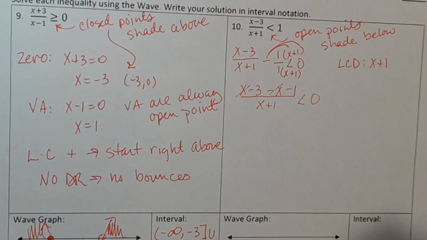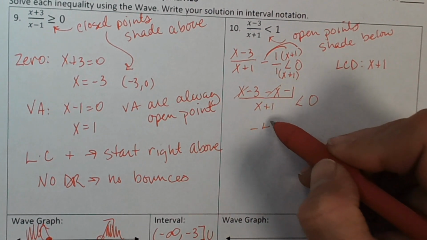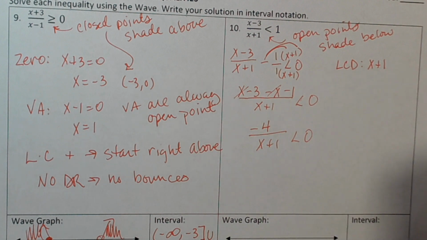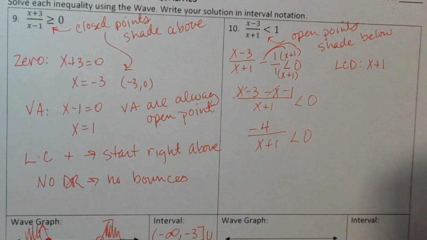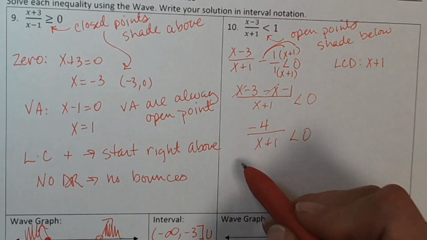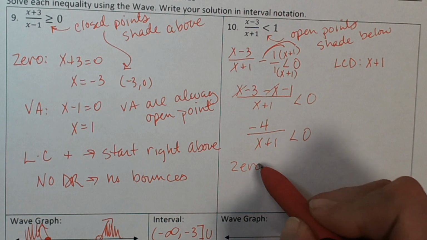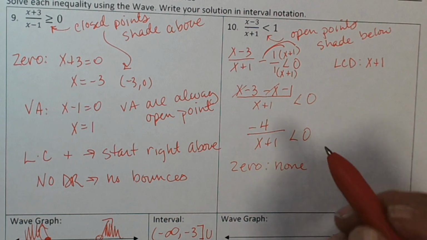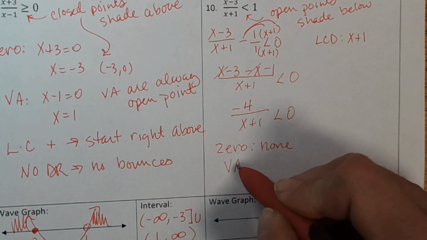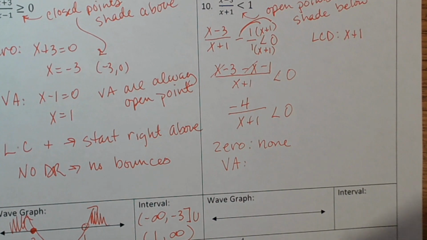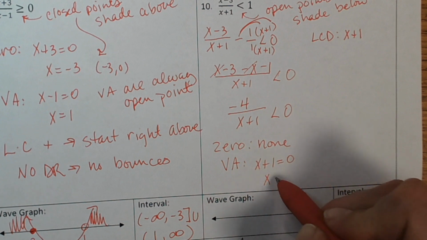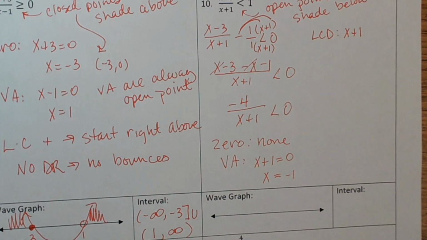Now, something weird happens in this one. We see that the x's cancel out, and I have -4 over x plus 1. So in this case, I don't have a 0, right? Because with -4, there's no variable in the numerator. So the 0 is just none. There's no variable in the numerator. And then I think about my vertical asymptote. Remember, that always has to do with the denominator. So I have x plus 1 is equal to 0. So x is equal to -1.